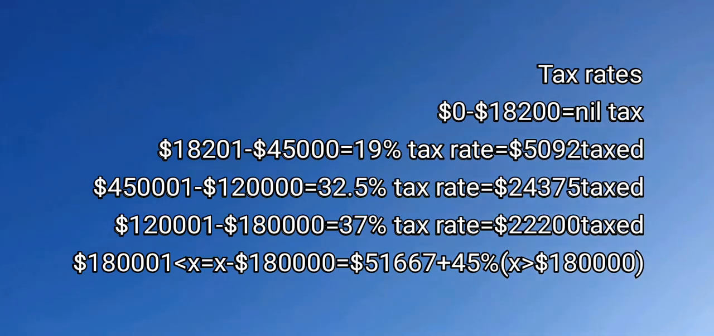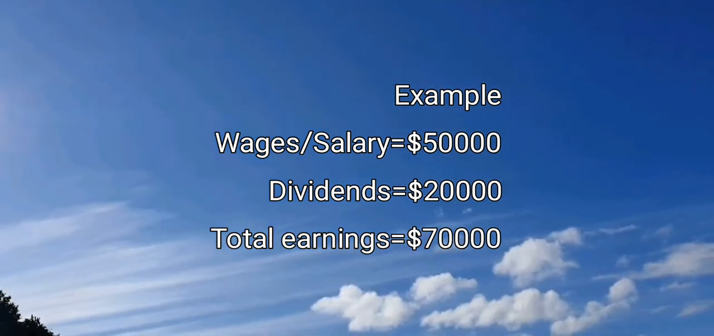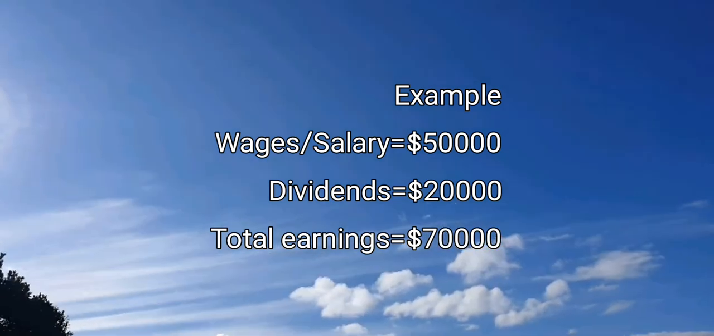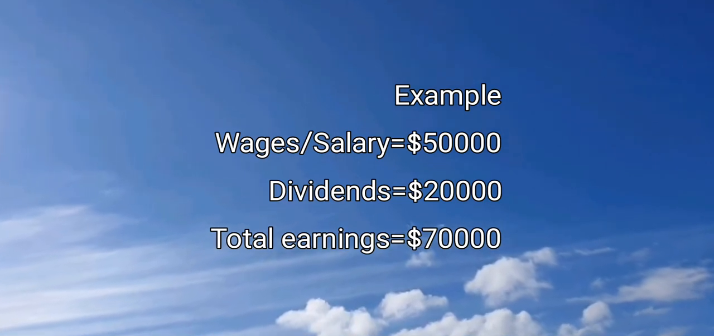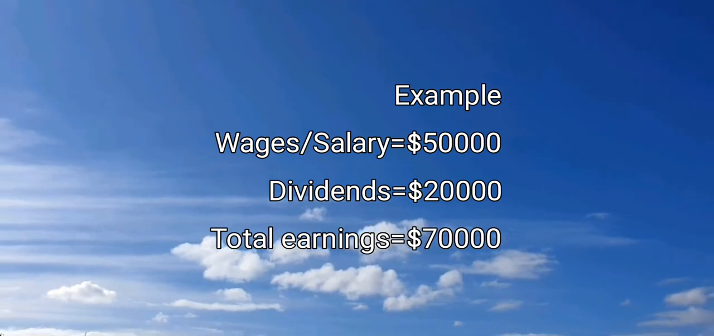Okay, so the next one I'll be talking about is an example so that you have an understanding of what your tax is or how much you have to pay in tax. Let's say your wage or salary earnings for the financial year is $50,000, and you have an investment portfolio and you collected dividend payments of $20,000. Your total income earnings is $70,000.